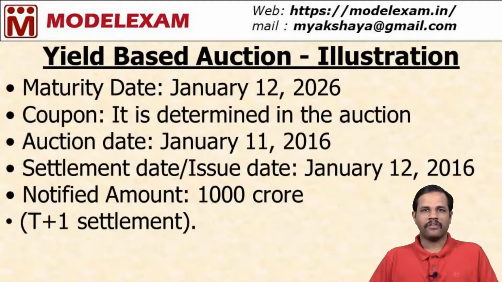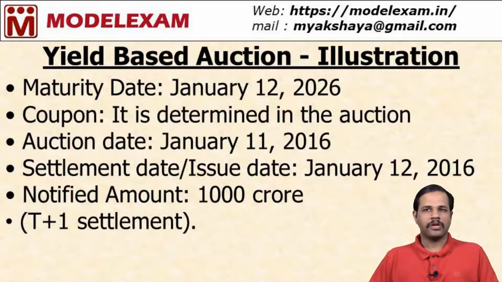See here, this is a sample illustration. The maturity date is Jan 12, 2026, and the coupon nowhere will the government mention here. It is determined in the auction. Coupon is nothing but the yield. That is why we call it yield based auction. And the cutoff yield will become the coupon rate.